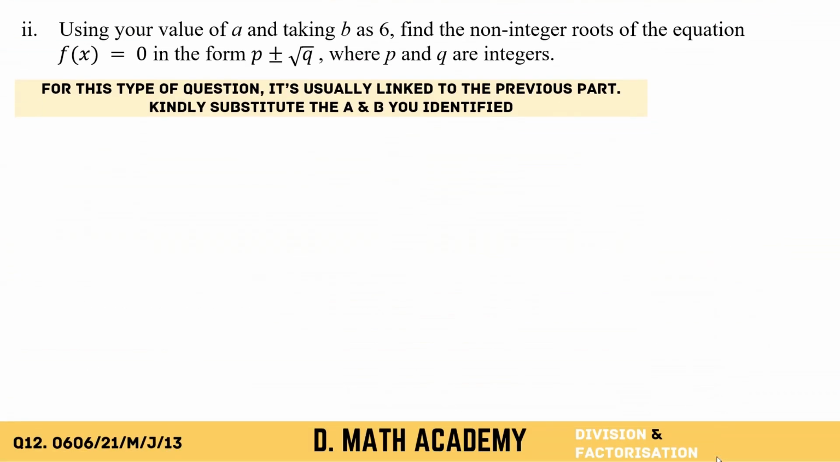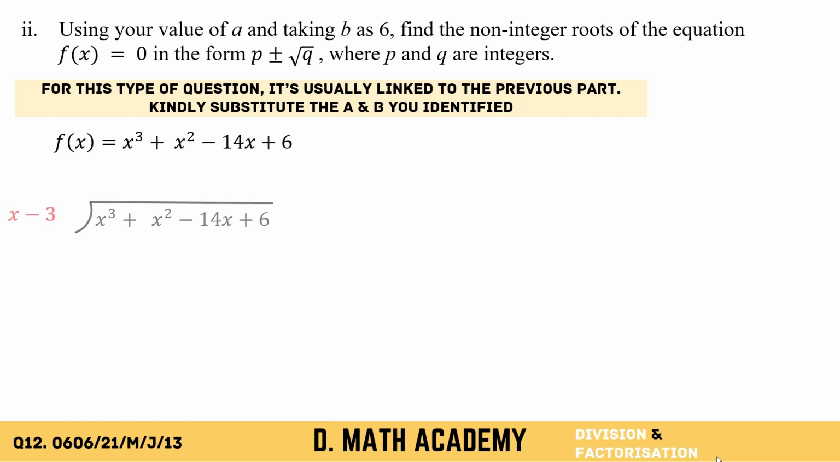Moving on, we have: using your values of a and b, find the non-integer roots of the equation f(x) equals 0 in the form of p plus square root q, where p and q are integers. Now that we have obtained the a and b values, you can now substitute them into the equation and get x cubed plus x squared minus 14x plus 6. Divide this by x minus 3 to identify the quadratic equation.